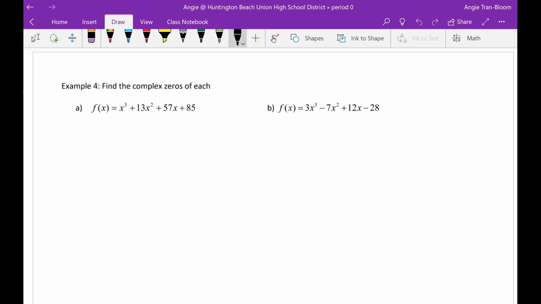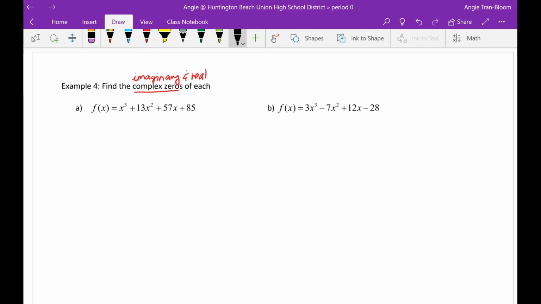The direction is find complex zeros. So complex zeros meaning now we can have imaginary zeros, right? And real zeros as well, okay? So that means every single solution that you can find.